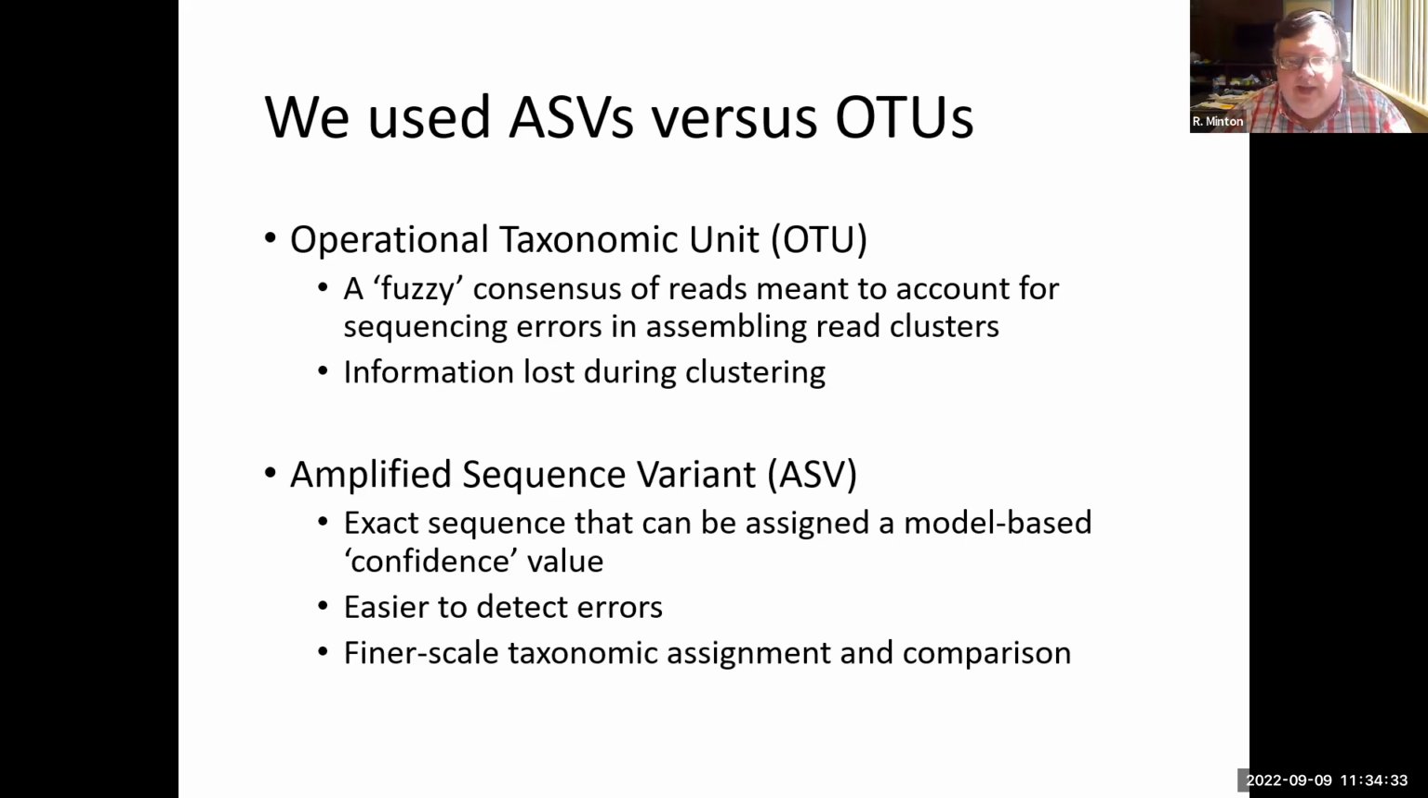It's easier to detect sequencing errors, and it gives you a much finer scale taxonomic assignment when you do that analysis. So when we're talking about alpha diversity, we're talking about these different amplified sequence variants. Okay, so I'm going to present Shannon diversity numbers. It's based on how many different kinds of unique sequences there are, not these clusters.